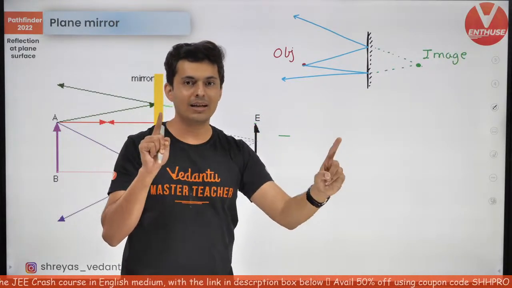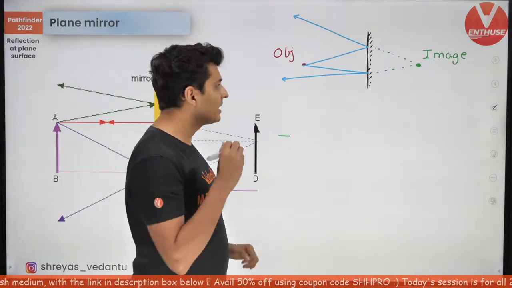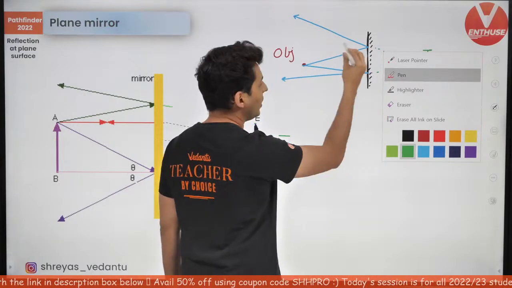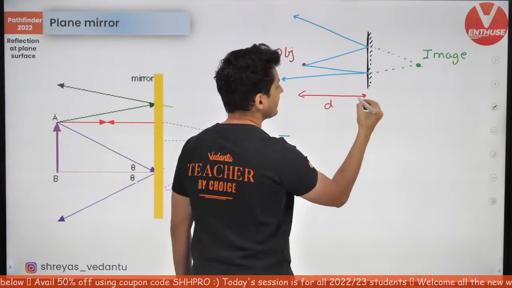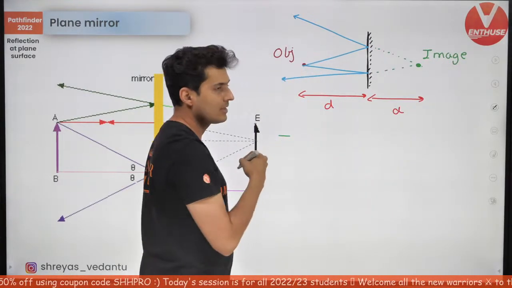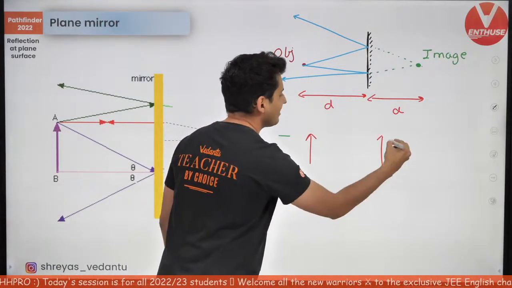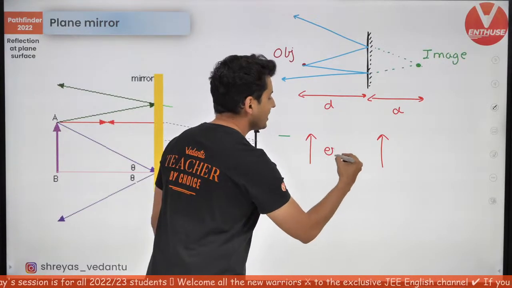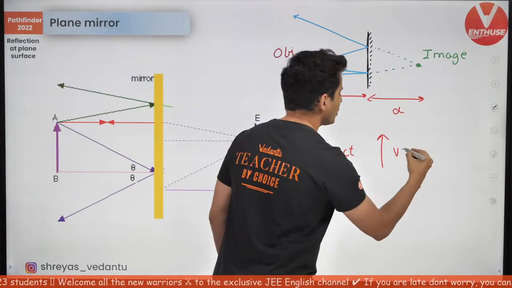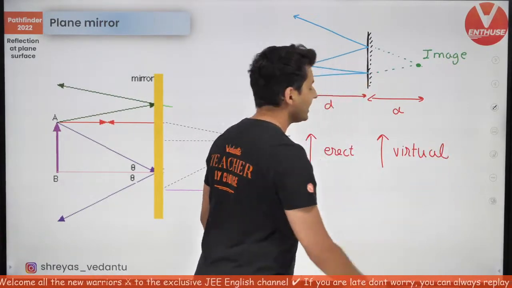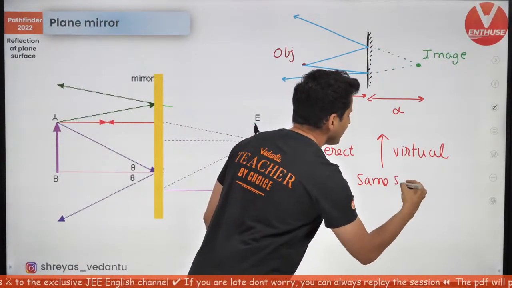Each point corresponds to one image. That means for an extended object, you will get an extended image. Also notice, because all the angles are equal, one can easily say that this distance is also equal to this distance. The distances are the same, and if you place an object like this, the image will also be like this. That means the image will be erect, and it is virtual. It's a virtual image, it's an erect image, and it is also of the same size.